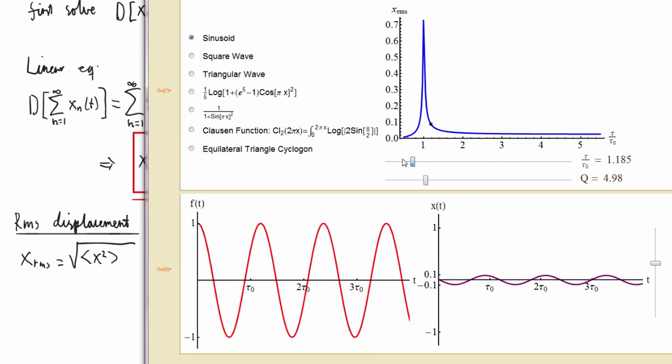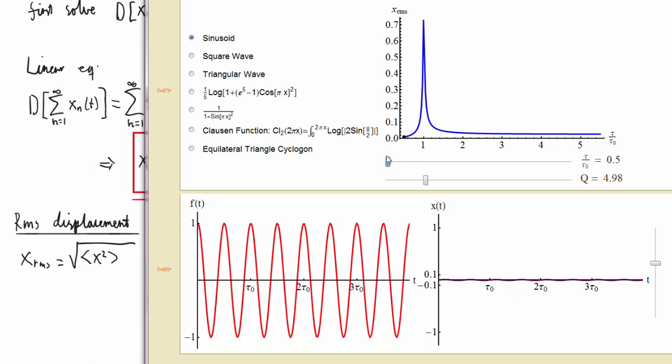So this is just like the previous Mathematica program. The only difference here is that I'm sliding the period instead of the oscillation frequency. So as I'm moving to the right, the period increases and the frequency decreases. So this is a sinusoid. There's one single resonance there.